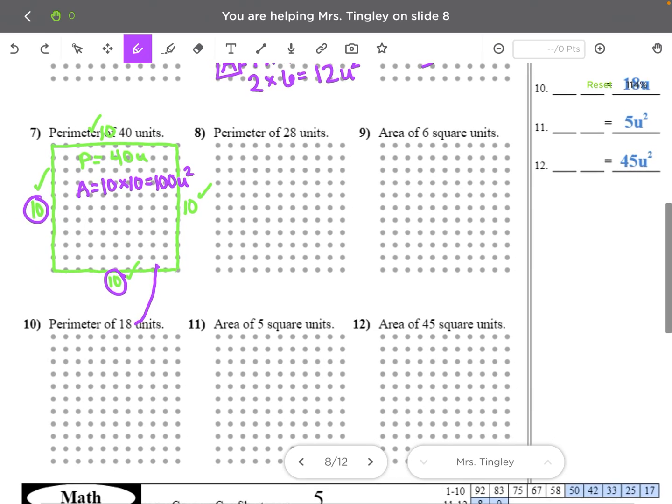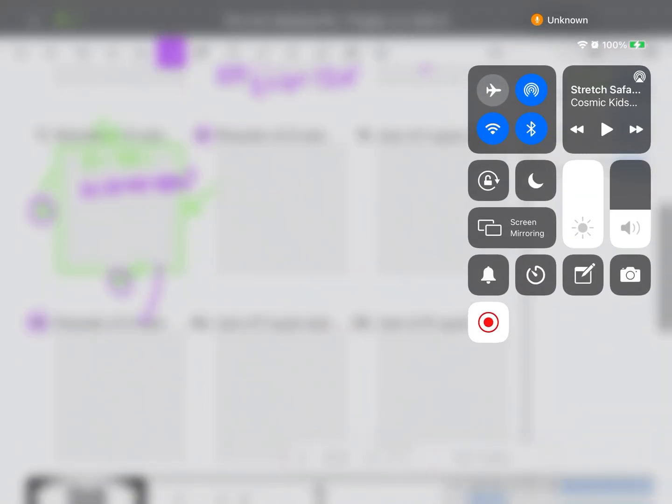Now for your activity, there are 2 more that begin with perimeter that you will be answering on your own. Number 8 and number 10. Try your best and we'll go over them in the afternoon to see how you did.